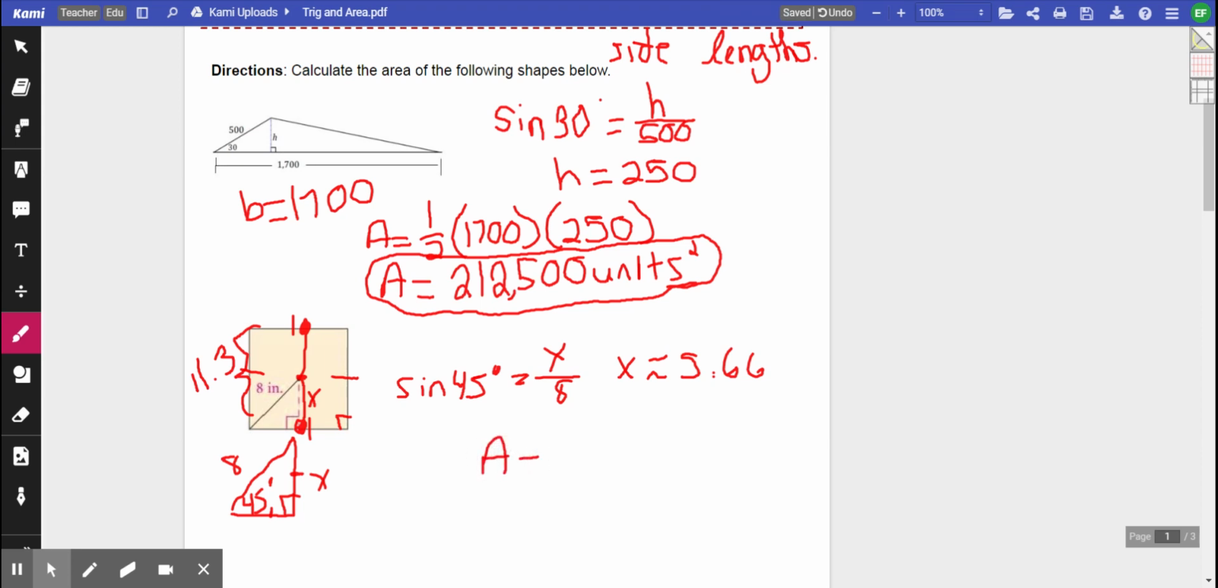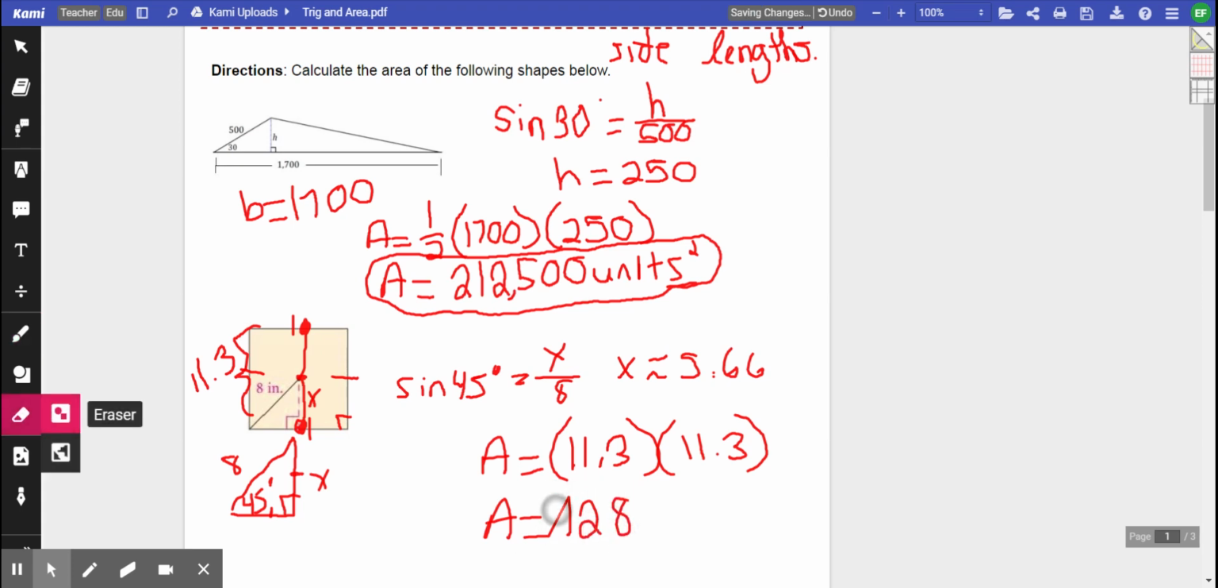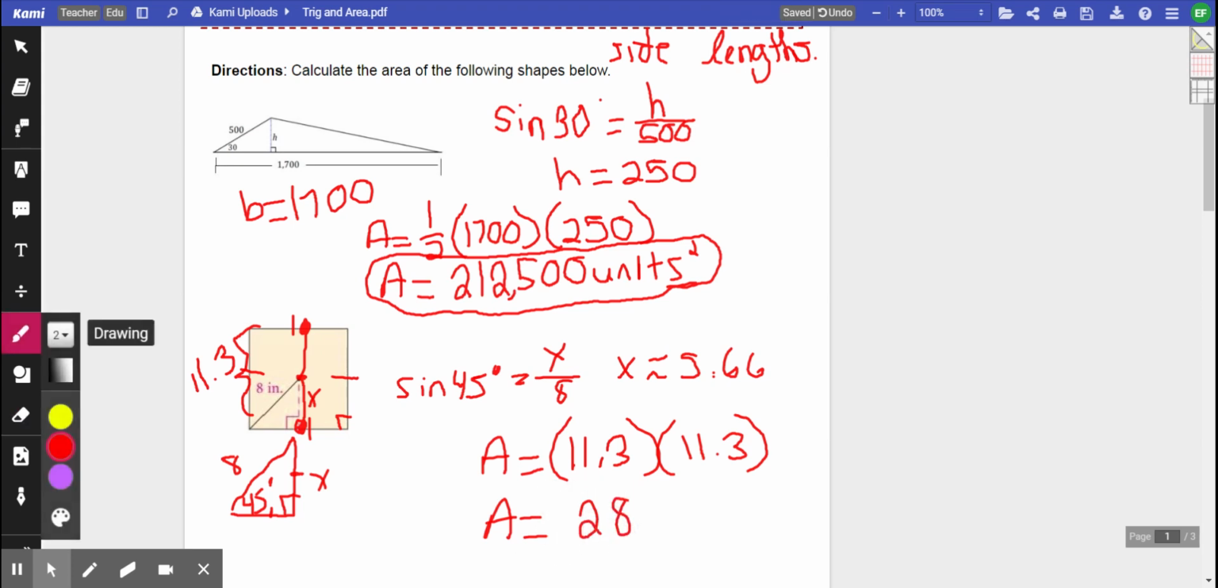So in order to find the area, it's 11.3 multiplied by 11.3. Again, I'm leaving my answer in the calculator so I don't get any sort of a rounding error. And I end up with 128. The units here are in inches. So 128 inches squared.